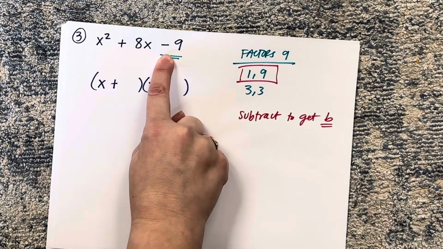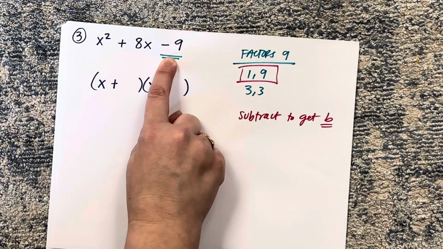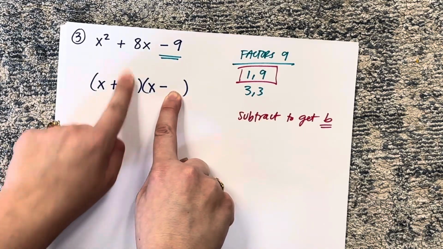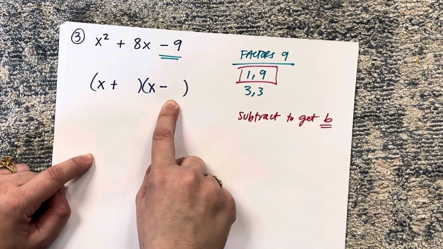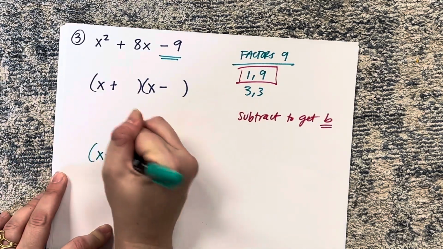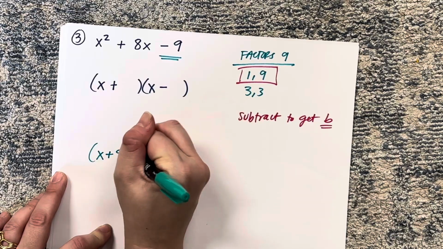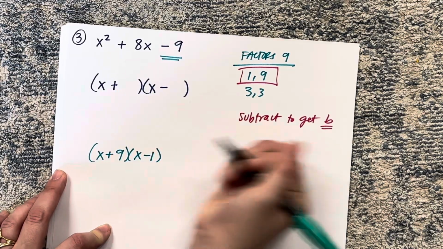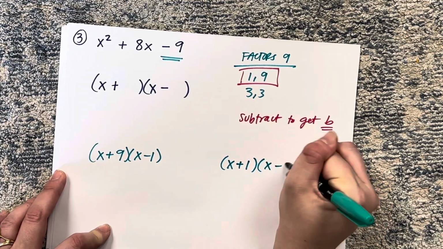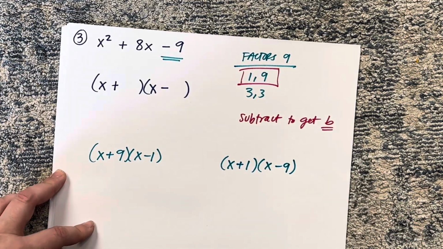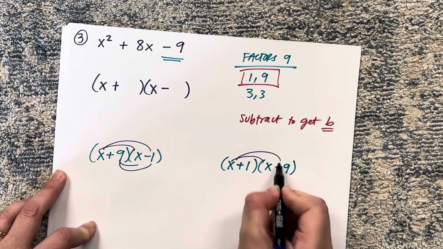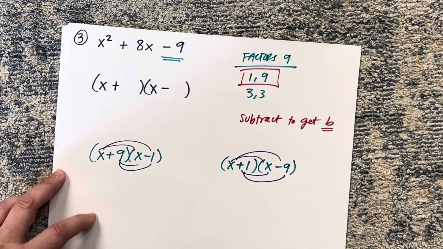So if you have a negative C, if you have this negative constant, it's harder because I need to figure out which one goes with the positive, which one goes with the negative. Okay, so two options, and I'll write them both out. I could have x plus 9 times x minus 1, or I could have x plus 1 times x minus 9. Doesn't seem like a big deal, but they will FOIL out to different numbers, okay?